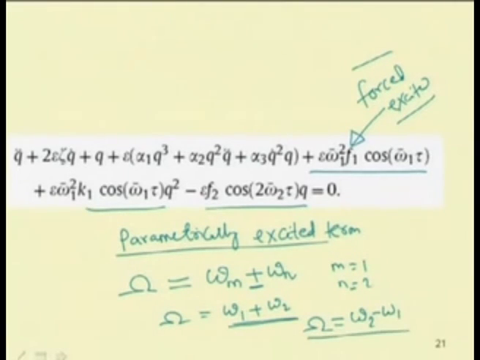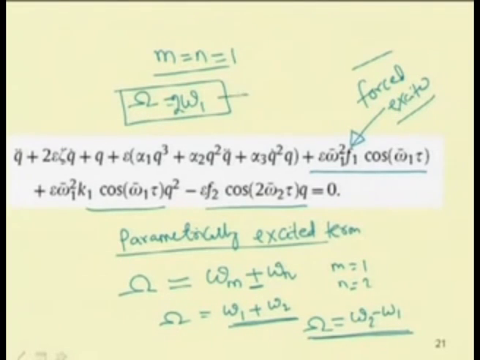So, this is combination resonance of some type, or you may have this when m equal to n. So, when m equal to n, you can have omega equal to 2 omega 1, for m equal to n equal to 1. This is known as principal parametric resonance. The resonance condition will appear here when m equal to n, and that is known as principal parametric. When m not equal to n, then it will be combination type.